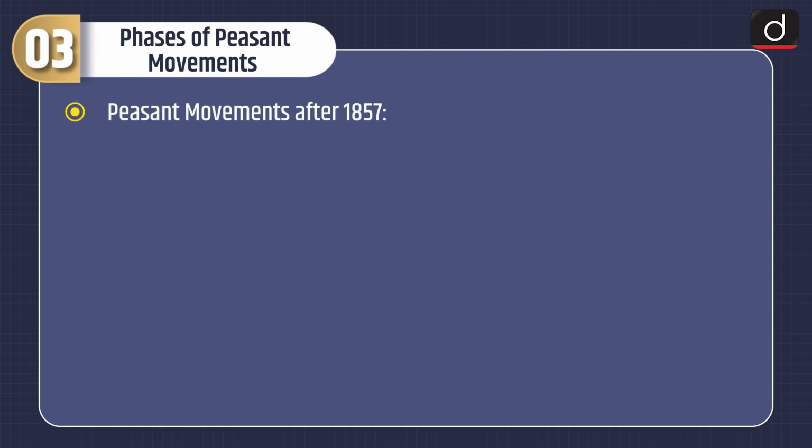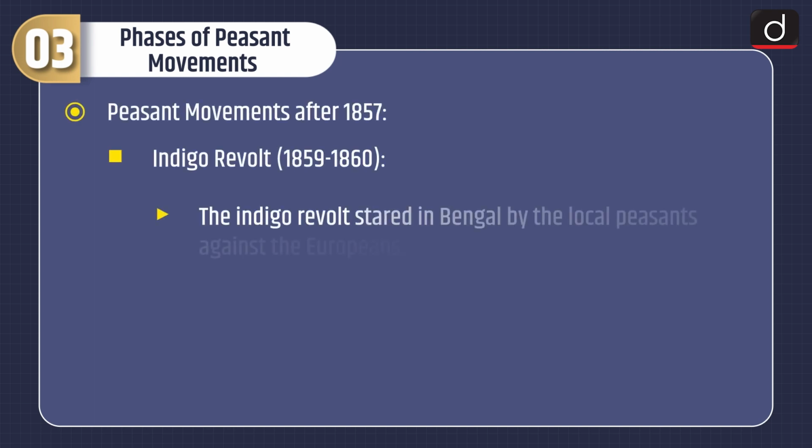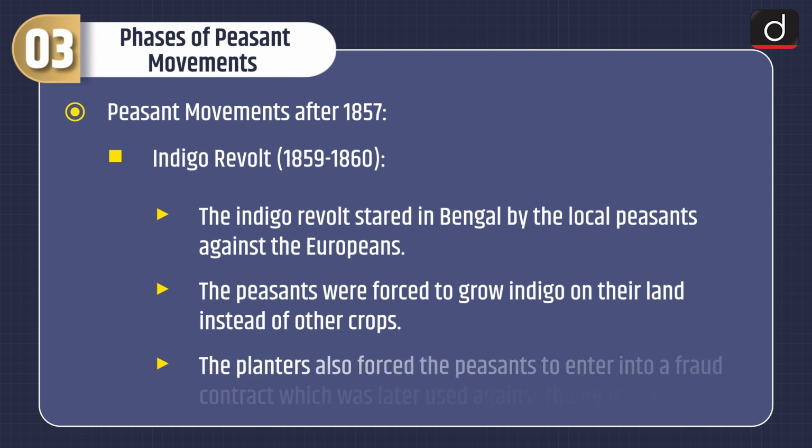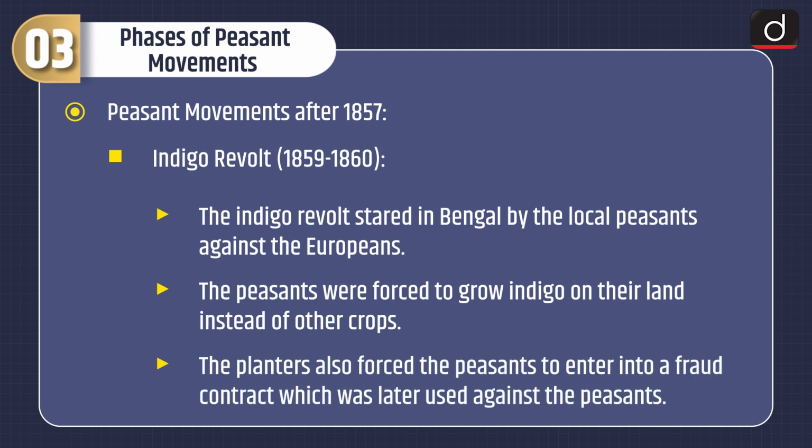Now moving on to peasant movements after 1857. First is the Indigo Revolt, 1859 to 1860. The Indigo Revolt started in Bengal by the local peasants against the Europeans. The peasants were forced to grow indigo on their land instead of their crops. The planters also forced the peasants to enter into a fraud contract which was later used against the peasants.